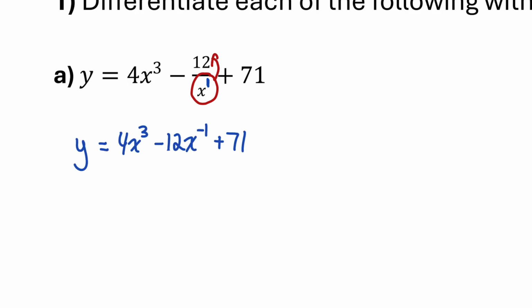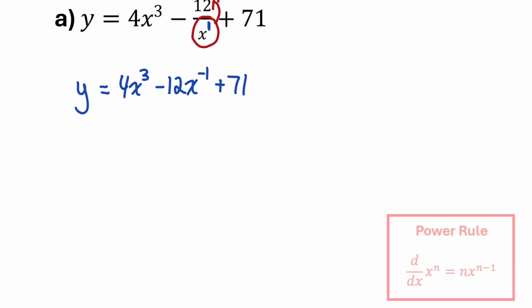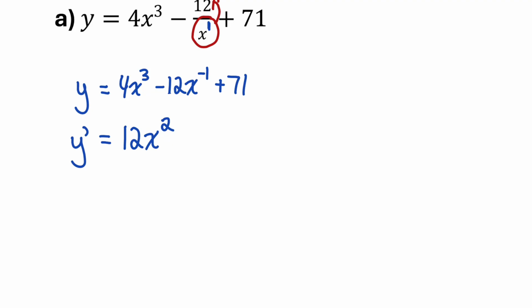And now to differentiate this function, I can just use the power rule. y prime, or dy over dx, however you want to denote it, would be equal to the derivative of the first term using the power rule. I take the exponent, multiply it by the coefficient, 3 times 4 is 12. Keep the base of the power as x, and then reduce the exponent by 1, making it 12x squared. Now I'll differentiate the second term. Using the same rule, multiply the exponent -1 by the coefficient of -12, giving me positive 12. Keep the base of the power as x, and then reduce the exponent by 1, making it x to the -2.